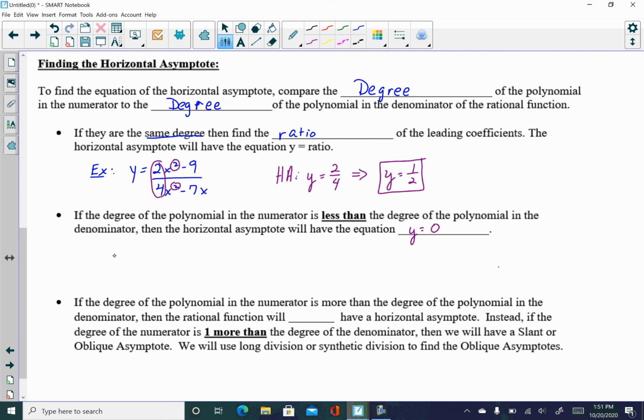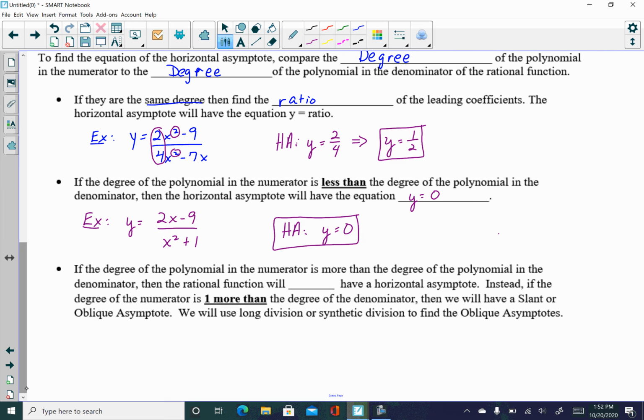So the example I'll give you here, we'll say we have y equals 2x minus 9 up top over x squared plus 1, so hopefully you agree. The degree of the top is 1, the degree of the bottom is 2, so the degree of the top is less than the degree of the bottom. So there's no work to show. Your horizontal asymptote is the line y equals 0. Final answer.